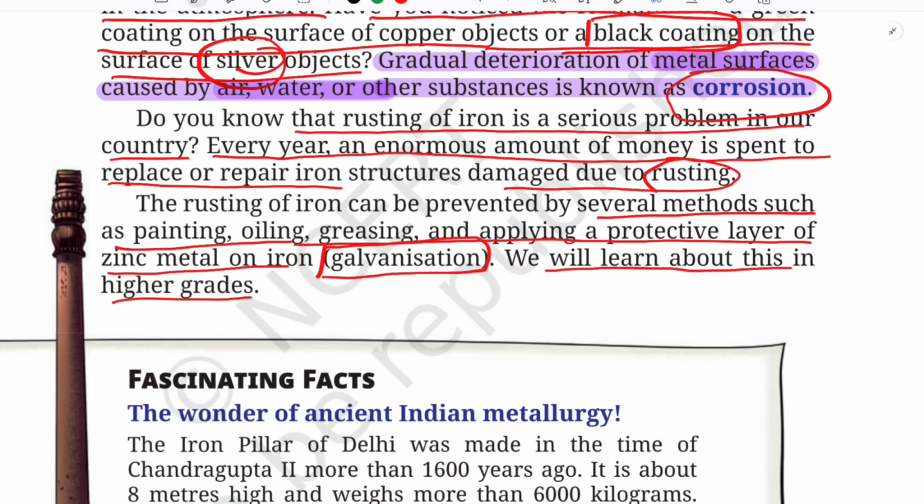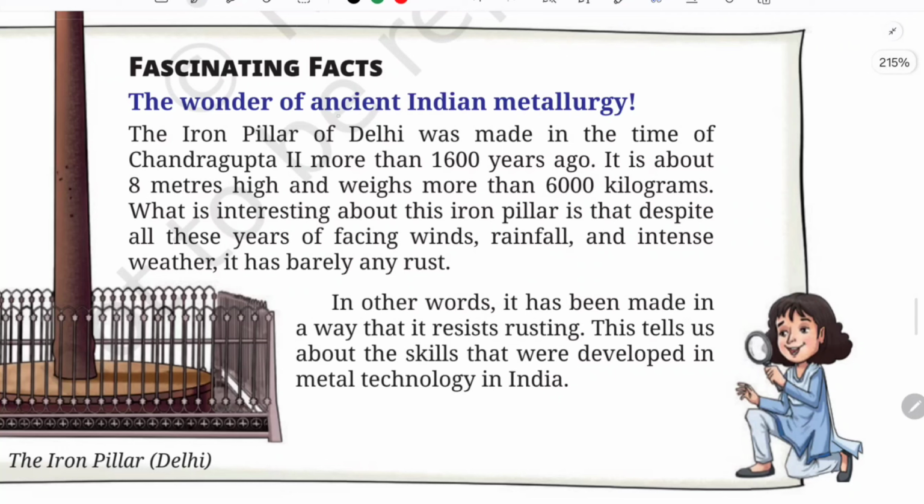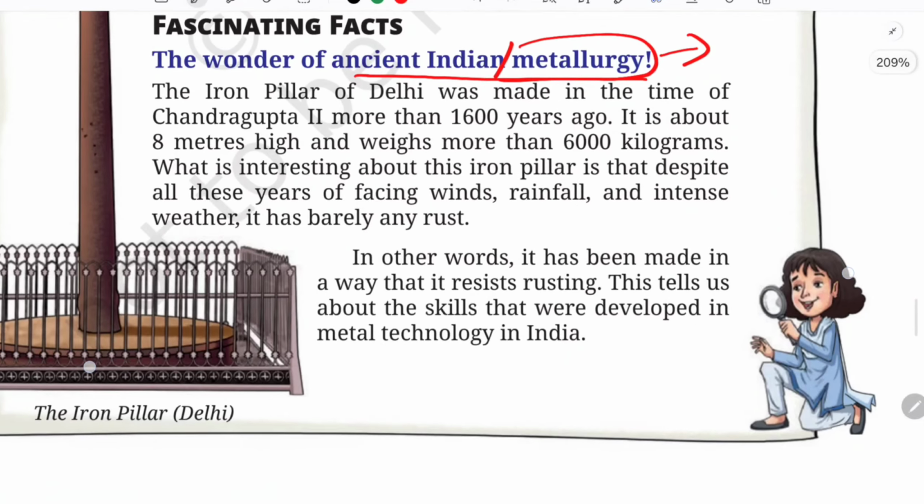That will be damaged. Okay, so the process of applying that paint over that iron grill is known as what? Galvanization. I hope this is clear. So now let us see a fascinating fact here. The wonder of ancient Indian metallurgy. Metallurgy means the work related with metal, innovative work related with metal.